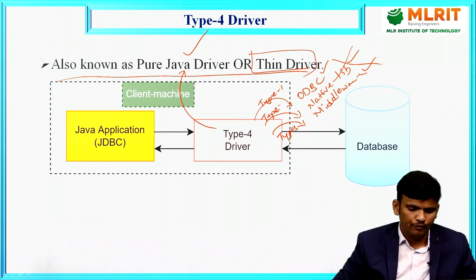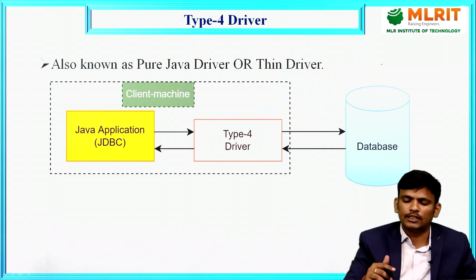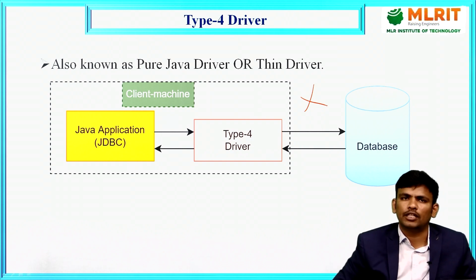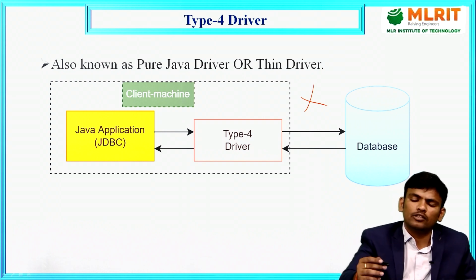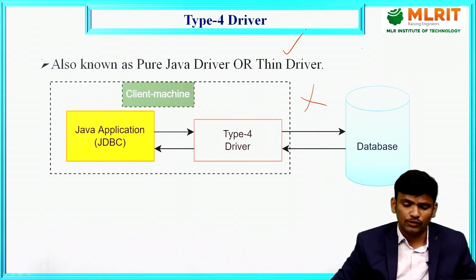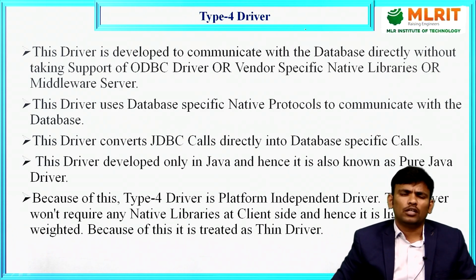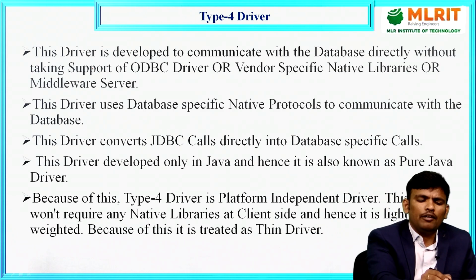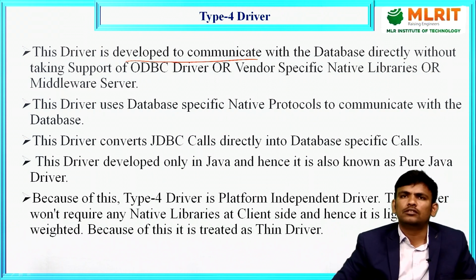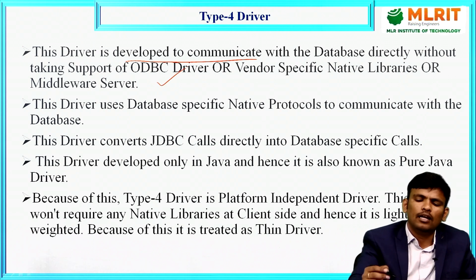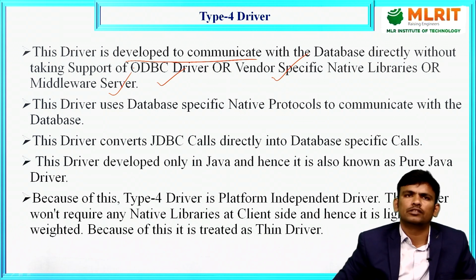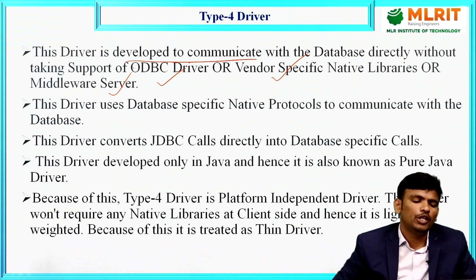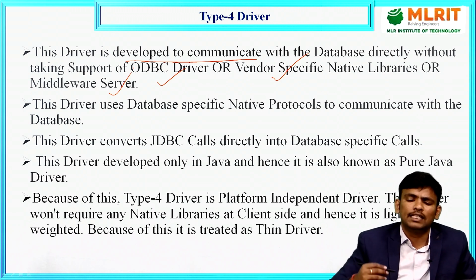All these are eliminated in the type 4 driver. If you compare the architecture also, you can see there is no middle person here. So compared with type 1, type 2 and type 3, it is somewhat thin. That's why it is called a thin driver. Now, coming to the type 4 driver, we will see all the points. This driver is developed to communicate with the database directly, without support from ODBC, without vendor specific native libraries, and without a middleware server. So the type 4 driver eliminates all these things.